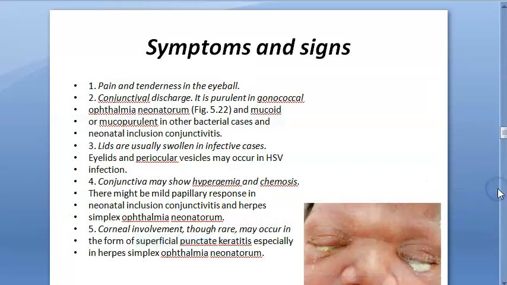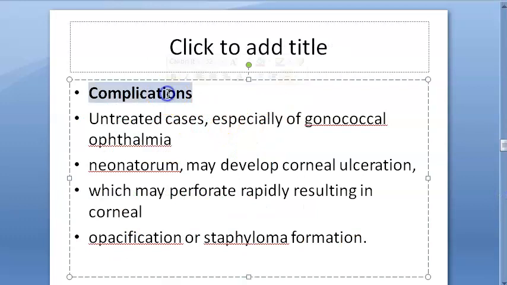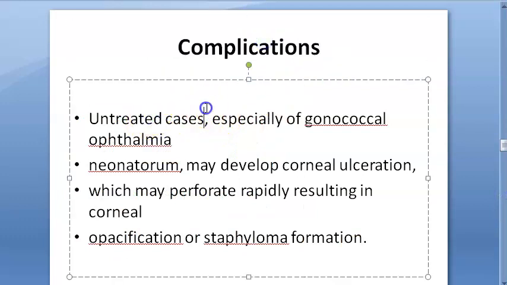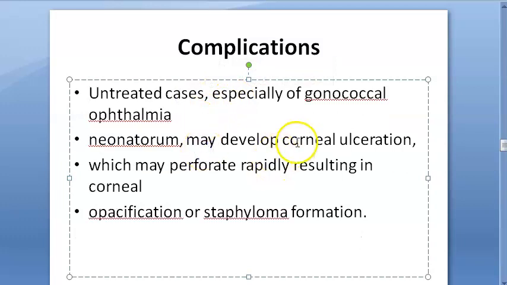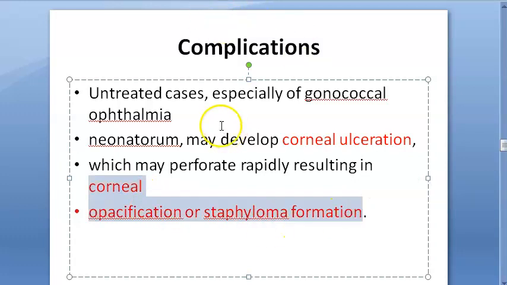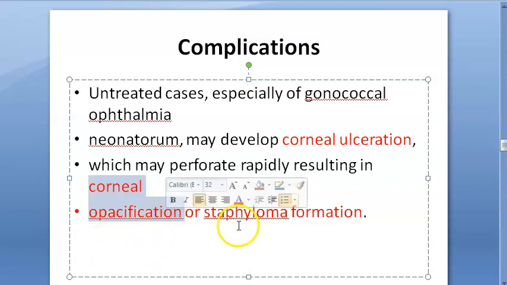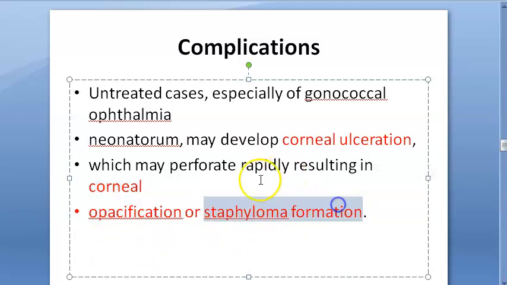Then moving on to complications of ophthalmia neonatorum. What complications can be there, guys? There can be corneal ulceration, corneal opacification, staphyloma formation. What will happen if there is corneal opacification? The person will have loss of vision, right? They cannot see. Because of the opacity, diminution of vision will be there. Staphyloma also can be there.